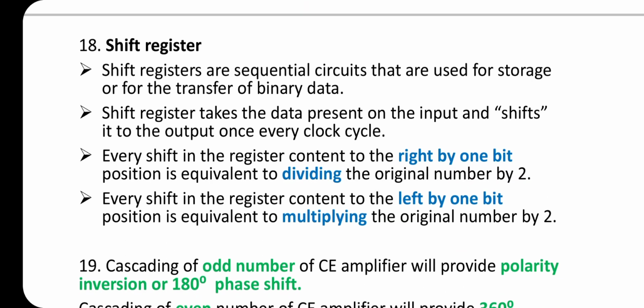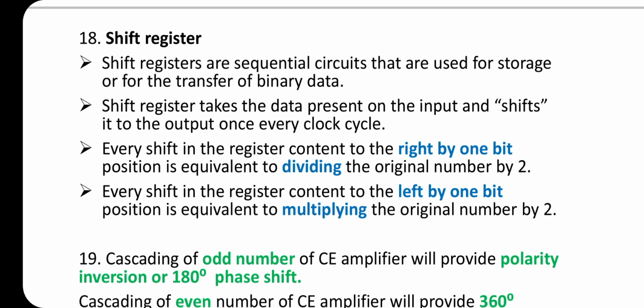Shift register. Shift registers are sequential circuits that are used for storage or for the transfer of binary data. Shift register takes the data present on the input and shifts it to the output once every clock cycle. Every shift in the register content to the right by 1 bit position is equivalent to dividing the original number by 2. Every shift in the register content to the left by 1 bit position is equivalent to multiplying the original number by 2.